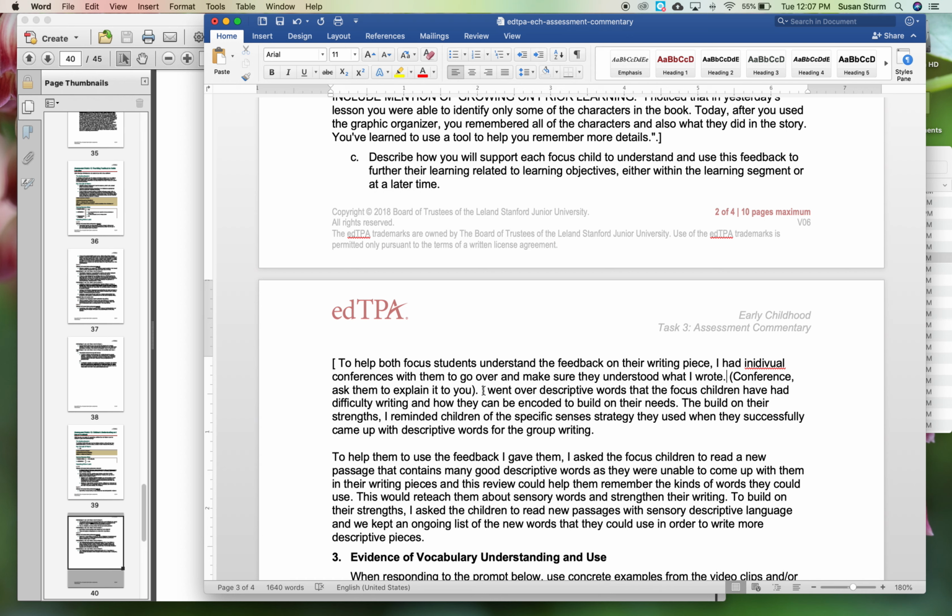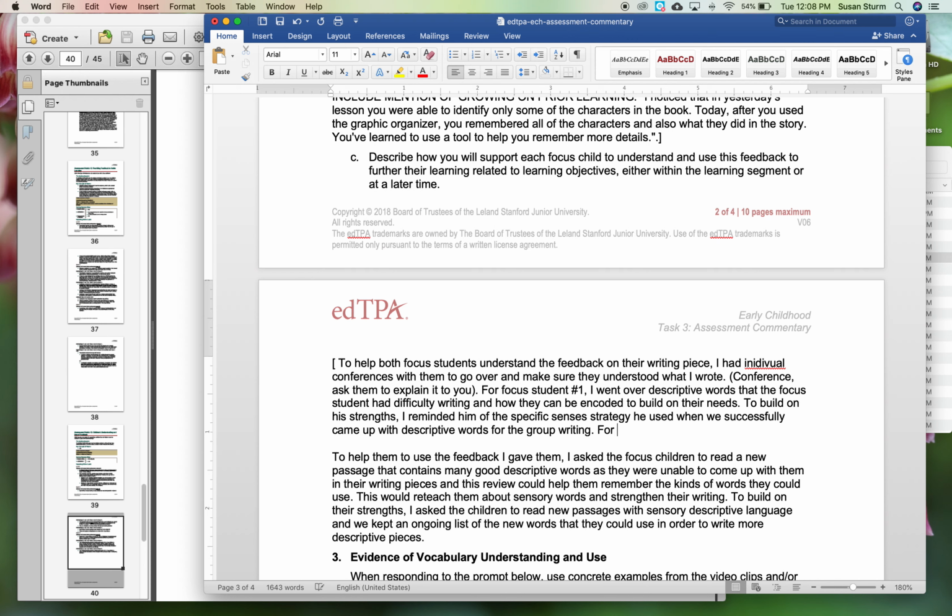I went over, so then here for focus student number 1, I went over blah, blah, blah, this build. I went over that the focus student had difficulty writing and how they can be encoded to build on his strengths. I reminded him of the specific sensory strategy he used when we successfully came up with.